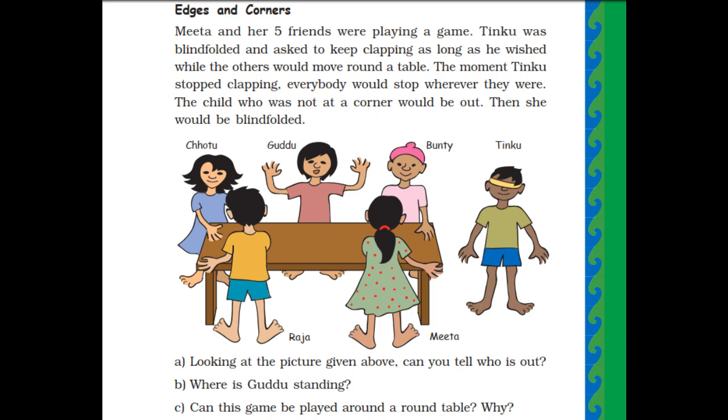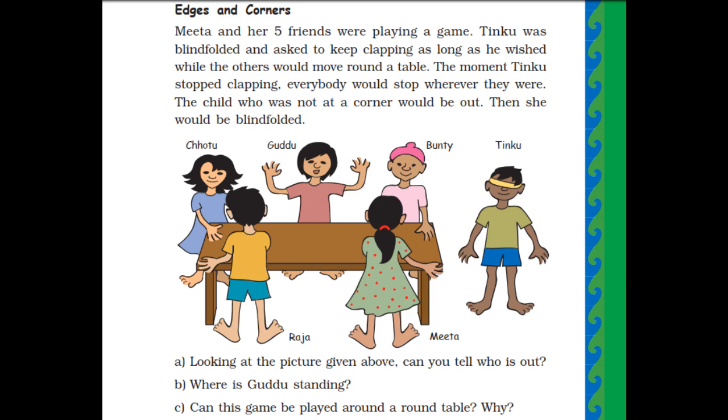Now next page. Edges and corners. Meeta and her 5 friends were playing a game. Tinku was blindfolded and asked to keep clapping as long as he wished, while the others would move round the table. The moment Tinku stopped clapping, everybody would stop wherever they were. The child who was not at a corner would be out. Then she would be blindfolded.